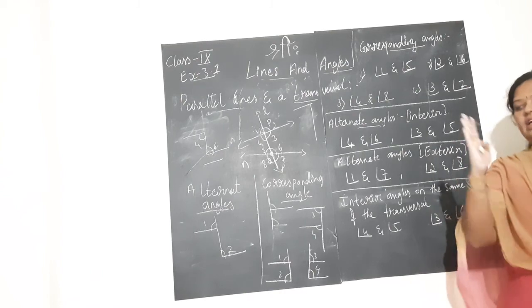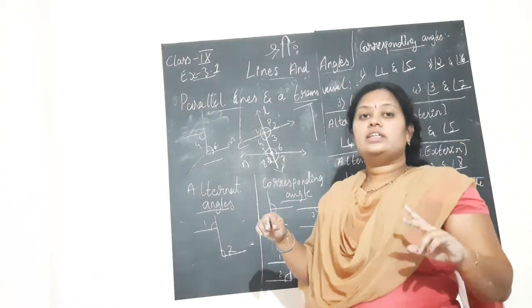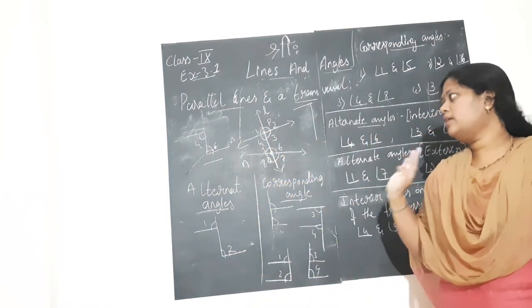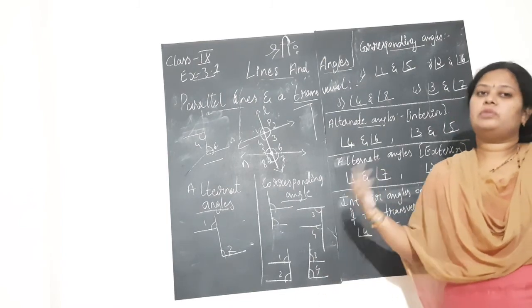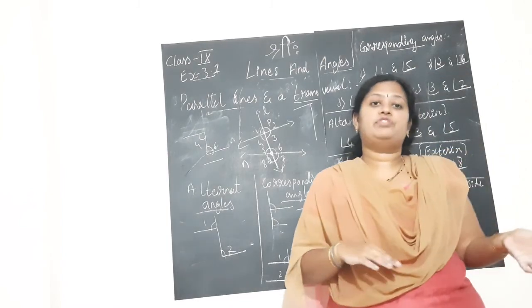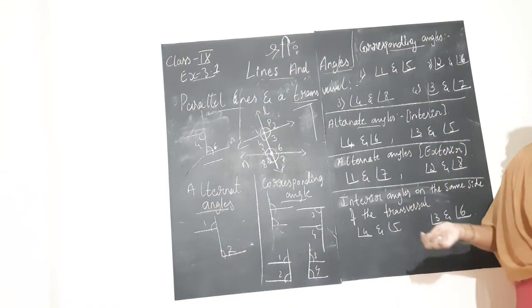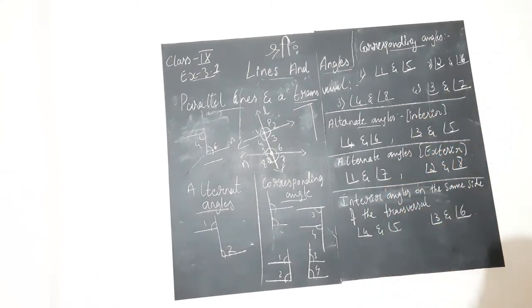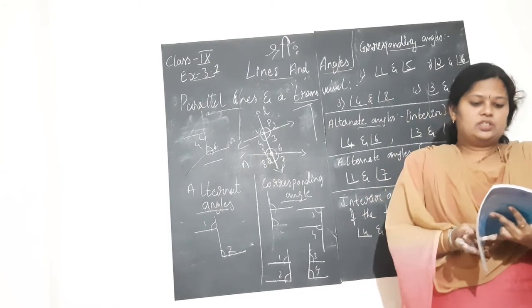Transversal means a straight line which intersects two or more lines. That's a transversal. What are interior angles, exterior angles? Alternate means Z-shaped angles, corresponding means F-shaped angles. And also interior angles on the same side of the transversal we learned. So with this background, children, next what you have in your textbook is what they are given.